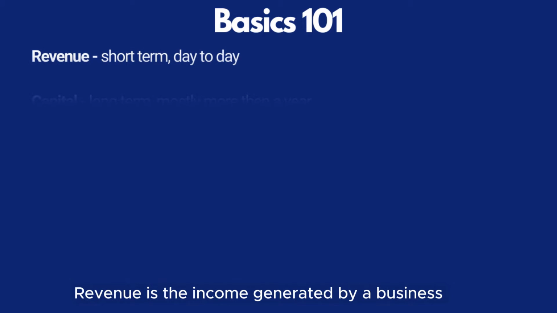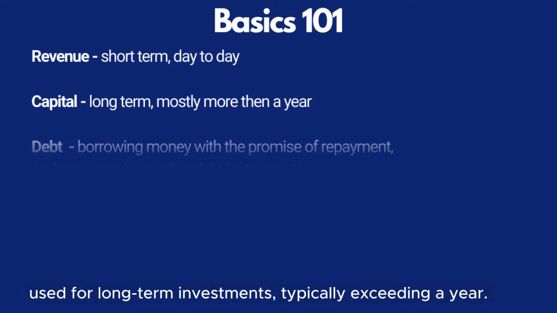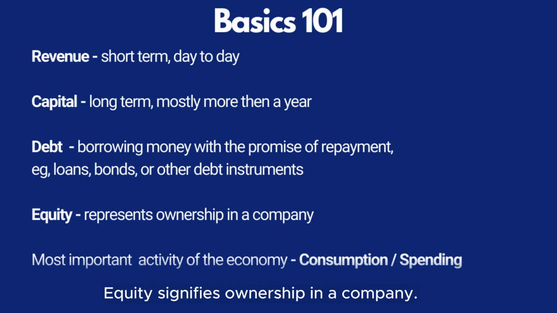Revenue is the income generated by a business on a short-term, day-to-day basis. Capital represents the resources used for long-term investments, typically exceeding a year. Debt involves borrowing money with the obligation to repay it. Equity signifies ownership in a company. Consumption or spending is identified as the most crucial economic activity.